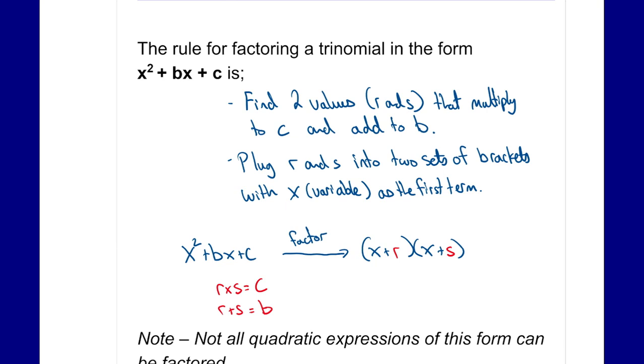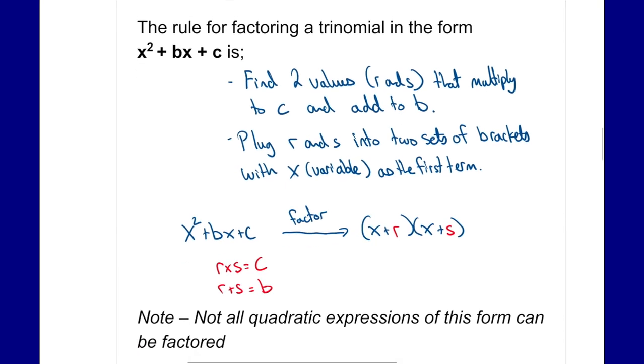Right, now, one thing to note: not all quadratic expressions in this form can be factored. There may be scenarios where we can't find two values that multiply to c and add to b. That might be a case where it just can't be factored. And keep in mind, when we're looking for these factors, we're looking for nice numbers. We're not looking for decimals or fractions or anything like that. We're looking for nice whole numbers.